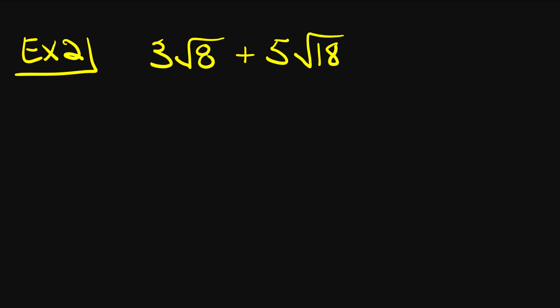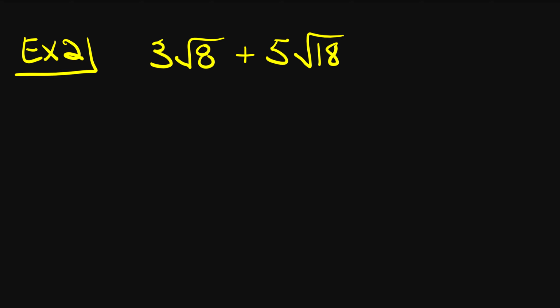All right, example 2. Now, this is a little bit different. In this one, my radicands are not the same. The index is the same, but not the radicand. So what I want to do is simplify both of these. Let's take this 3 root 8. It's going to be 3 times the square root of 8. And what's the square root of 8? Let me get rid of that for a moment here, and I'll make that my workspace.